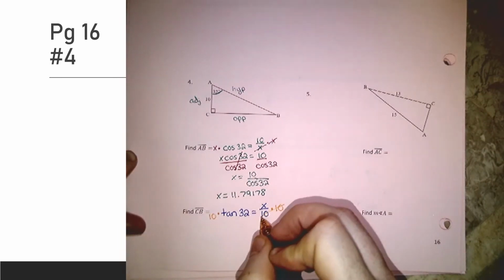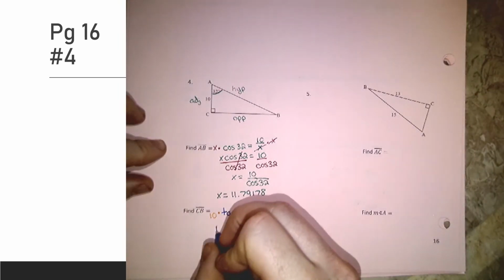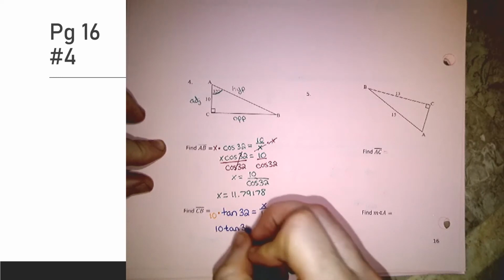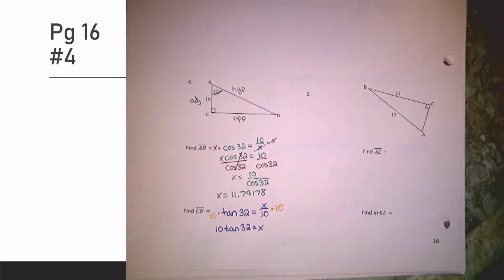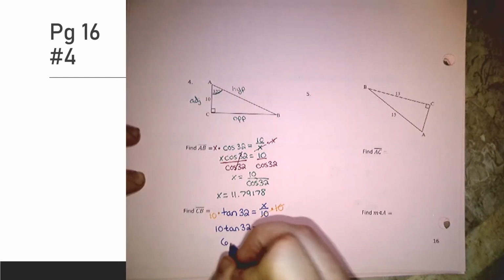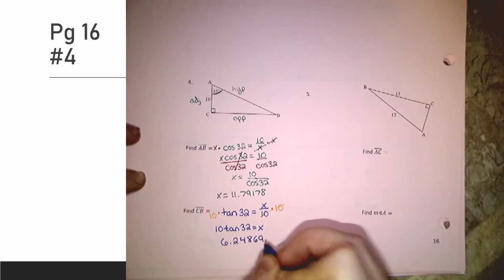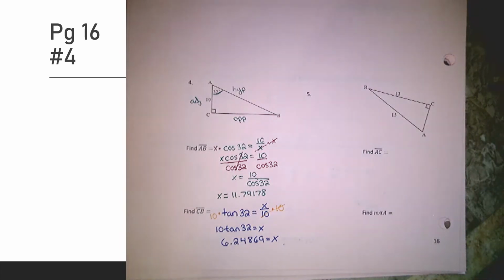So that we get rid of the fraction. So now you have 10 tangent of 32 equals x. That you can do in the calculator. When I do that, I get 6.24869 equals x.